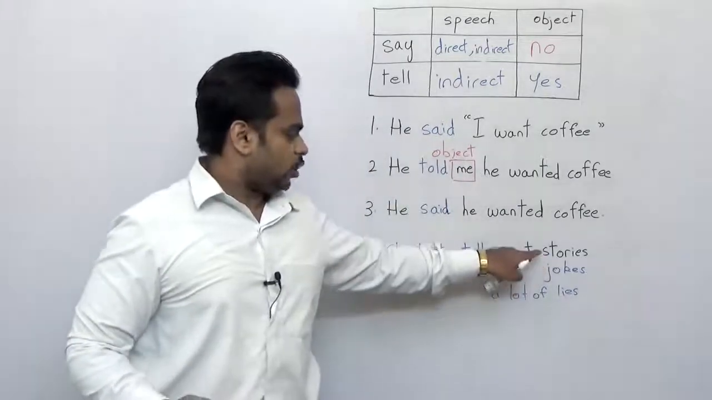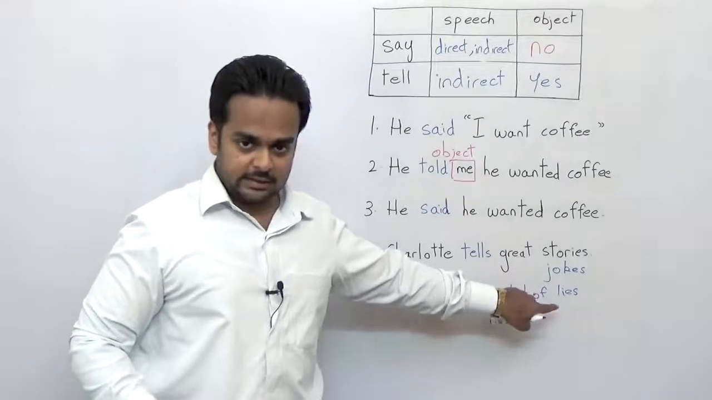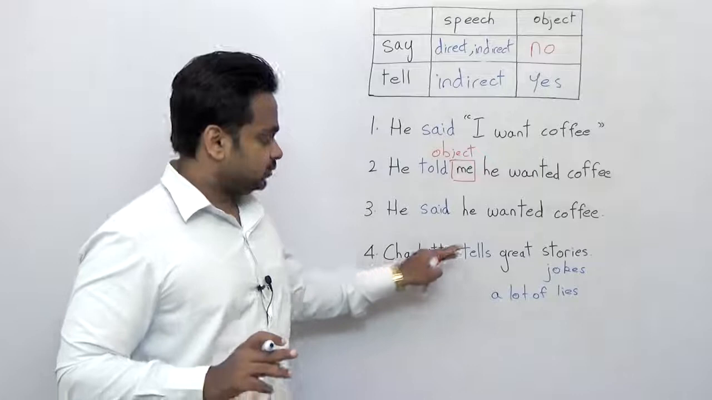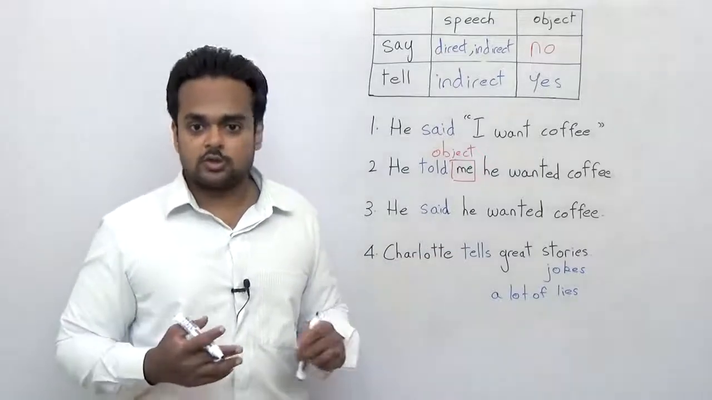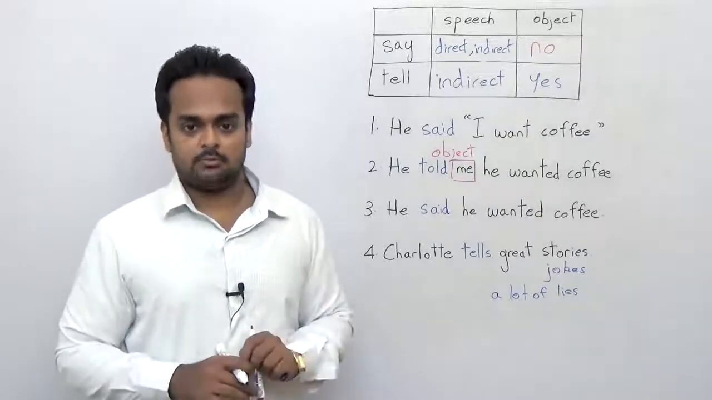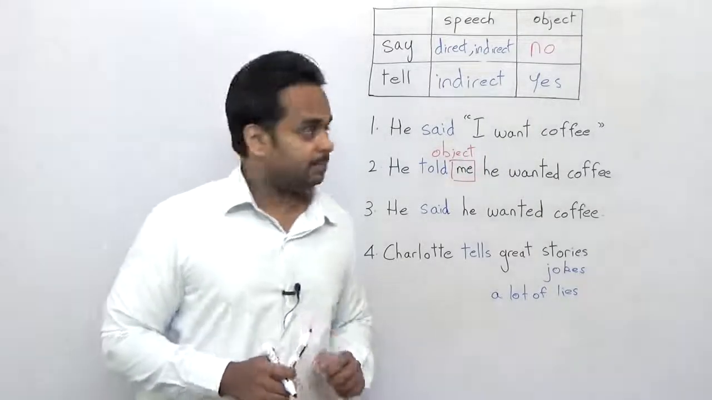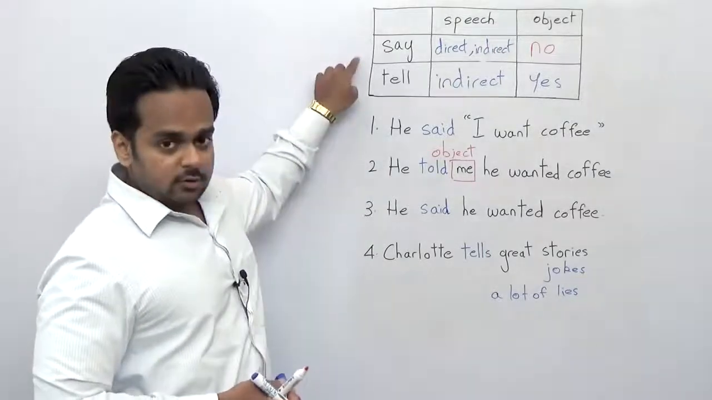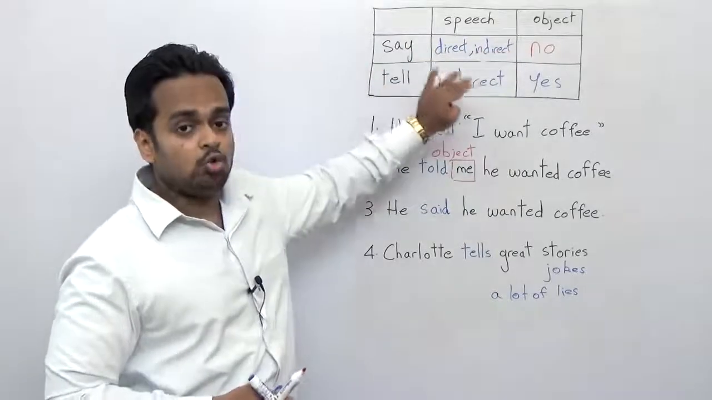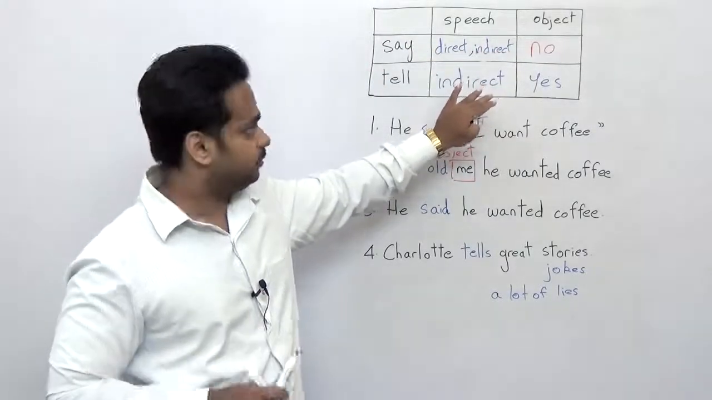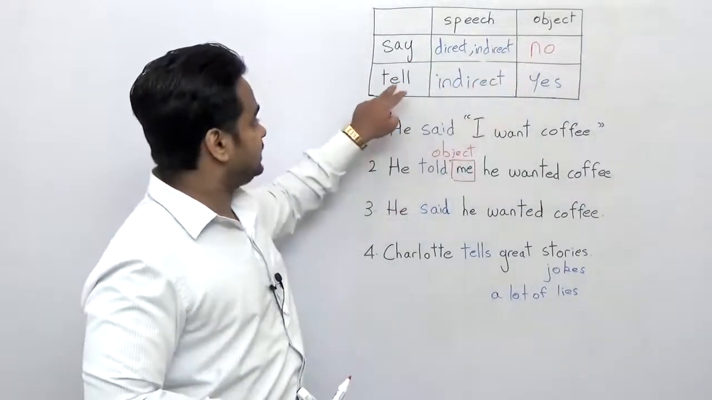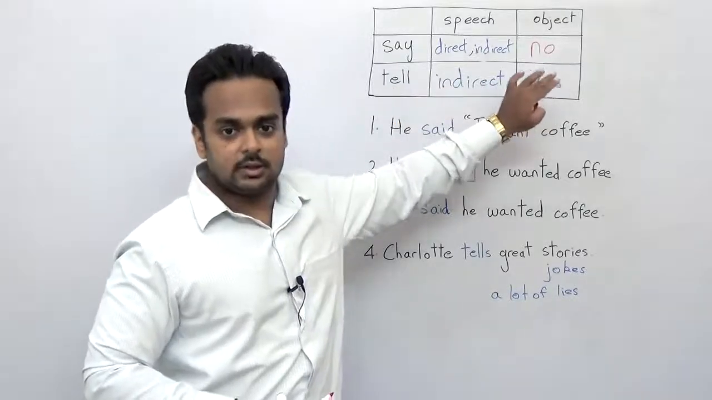If you're talking about stories, jokes, or lies, then you don't need an object, but only then. So Charlotte tells great stories, Charlotte tells great jokes, or Charlotte tells a lot of lies. You can leave out the object. All right, quick recap. With say, you can use both direct and indirect speech, but with tell, you can only use indirect speech. Remember, say never takes an object, but tell always takes an object.